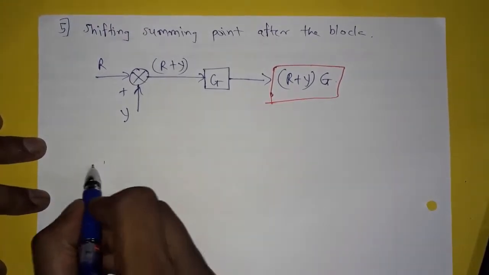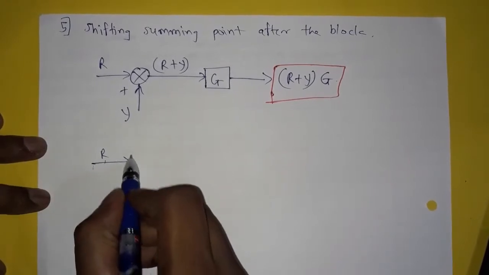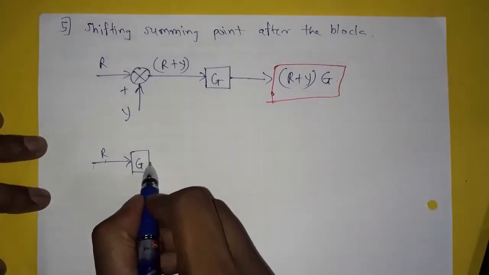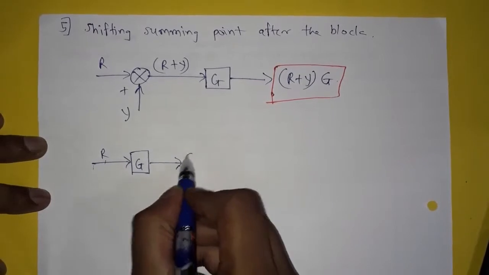Here this is R, this is G, then here this is our summing point.